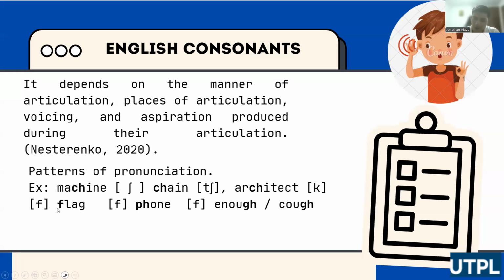It's different. And another example we have is the letter F sound. In English, we have, for example, flag, it makes an F sound, the PH makes an F sound like phone, and GH at the end makes an F sound again, enough and cough. Okay, that is why it's important to explain this in English.